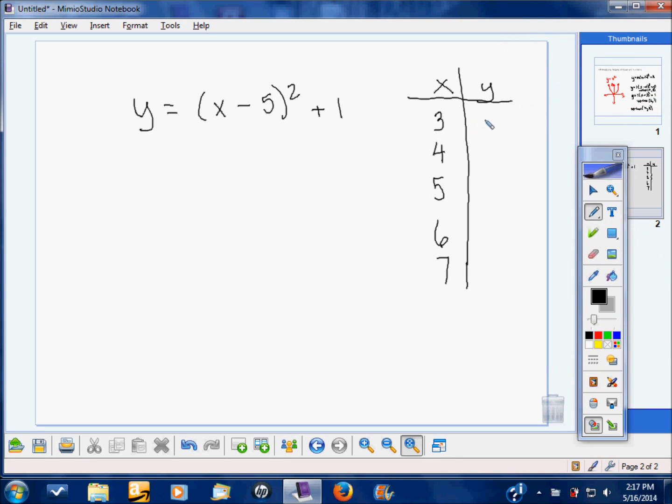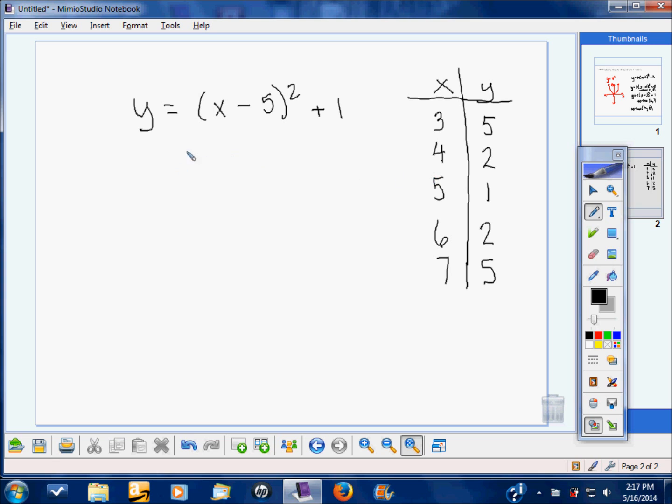This is a 5, right? 4 minus 5 is negative 1, squared is 1, plus 1 is 2. 6 minus 5 is 1, 1 squared is 1, plus 1 is 2. This one's 5. Okay, good. Wait, hold on. I got negative 45. You got what? I got negative 45.